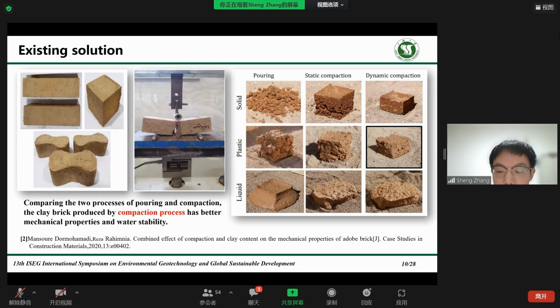Combined with the research experience of the above scholars, we choose phosphogypsum, slag, and cement as curing materials, mixed with waste rock fine according to a certain proportion, and prepare non-sintering environmental protection brick by compaction technology. It is used for the resource utilization of waste rock fine and phosphogypsum.